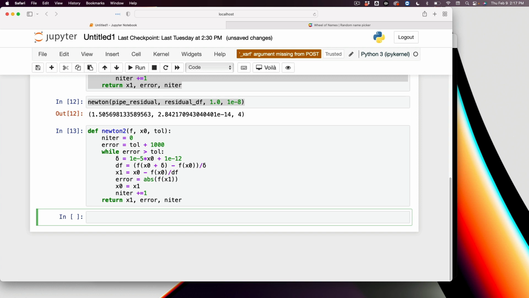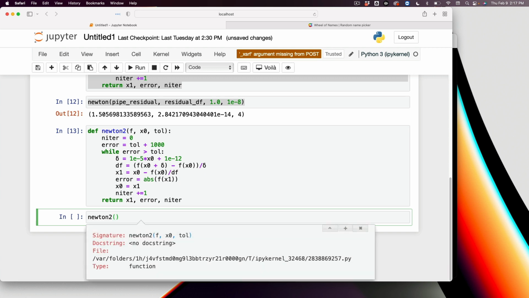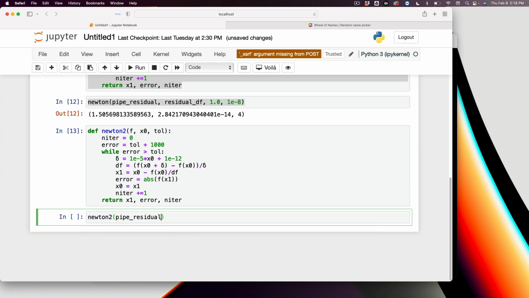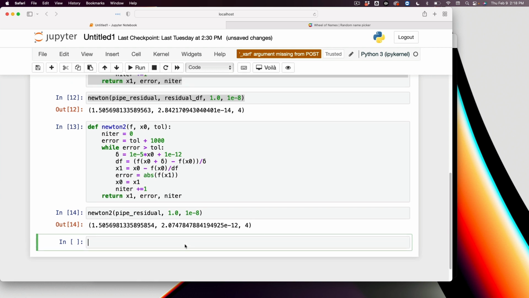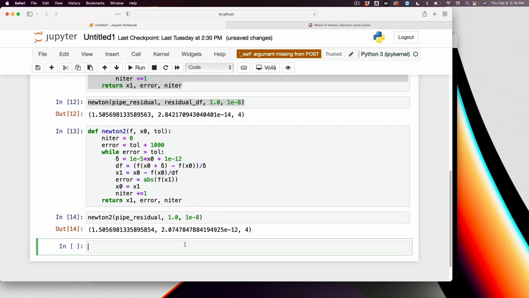Now, if you're ready, go ahead and call this Newton method Newton 2. And then what we're going to do, we're going to pass the pipe residual, the residual function, our initial guess, which was 1.0, and our tolerance, 1e to the minus 8. And look at that. It gave us the same answer as the other one, right?